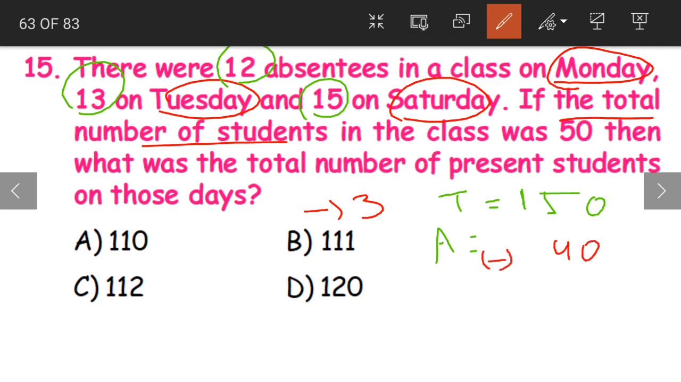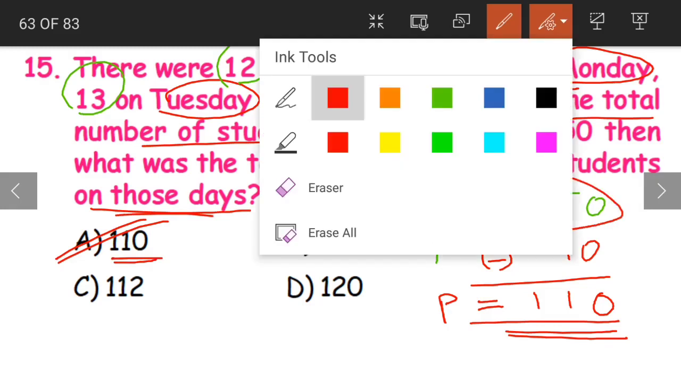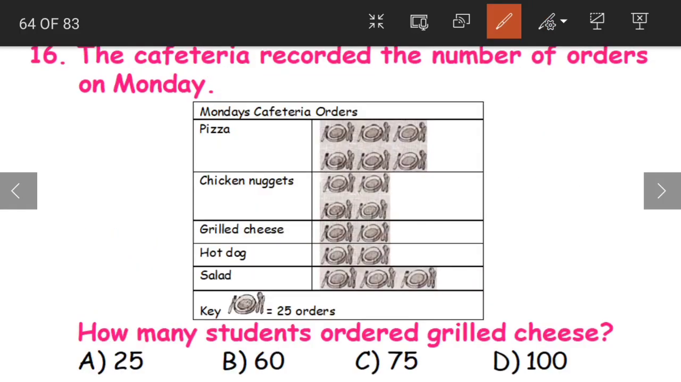So what should we do? We should subtract the number of absentees from the total number of students. Yes. So 150 minus 40 is 110. So the total number of present students is 110. That is option A. Yes or no? On these 3 days, combinedly 110 students were present out of a total of 150.